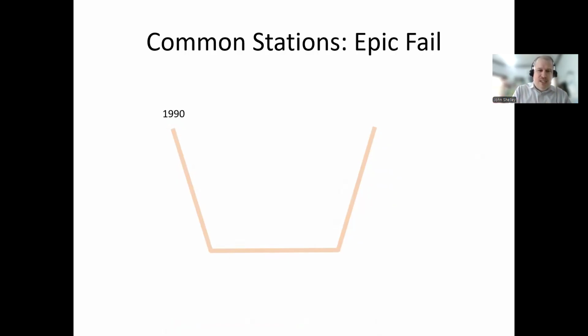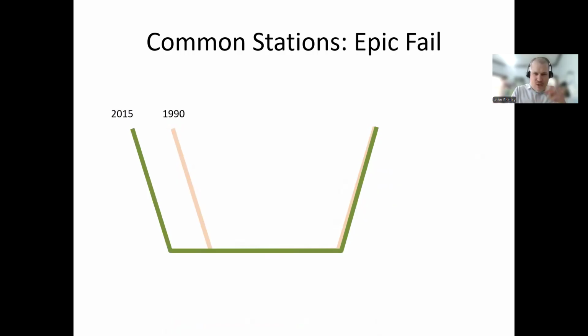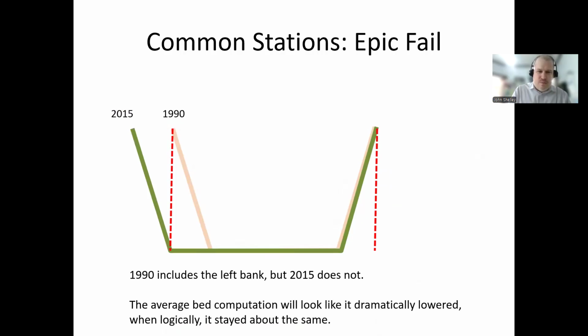All right. A way that the common stations can fail epically is if your channel is widening. So if this was your channel in 1990, and then in 2015 this was your channel, if I look at just the common stations, so the horizontal parts of the channel that are common in both, I would get an analysis that looked like this. And if I truncated 2015, then I'm getting the bank in 1990, but in 2015 I'm not getting the bank. And so I'm going to show that this channel degraded if I look at the average bed. But it didn't really. Logically, this bed stayed the same, it just widened. I shouldn't really see the bed change much, if at all. And so this is an epic failure mode for trying to make your channel consistent by using stations.